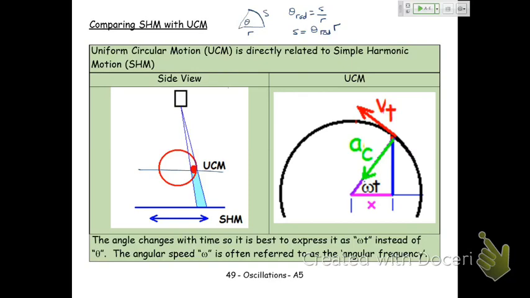Okay. And, well, then we went on and said, well, if we take the change of the angle in time, we have a thing called omega, which is angular velocity, which is in radians per second.